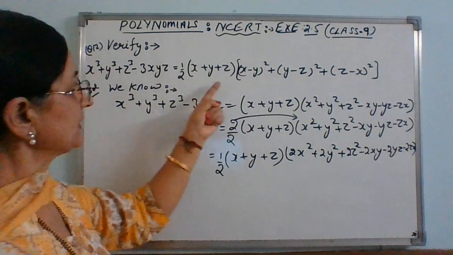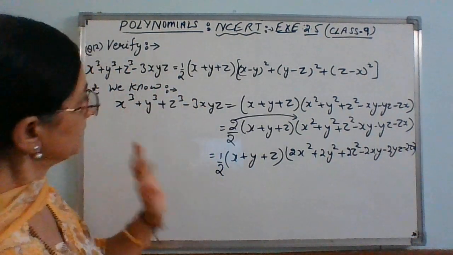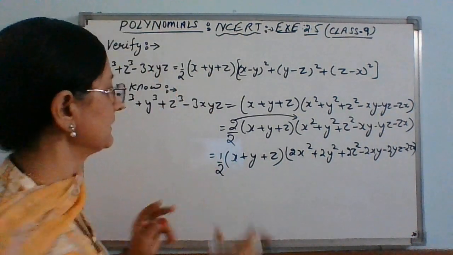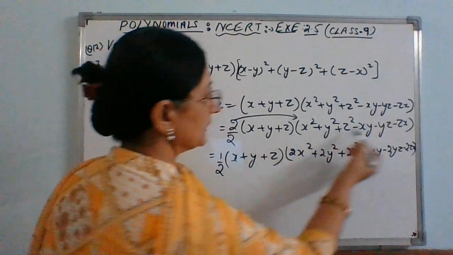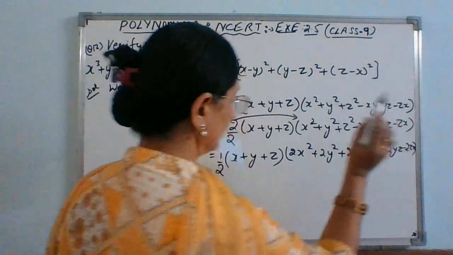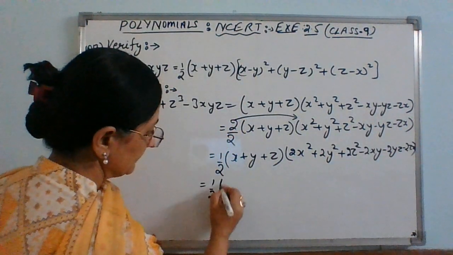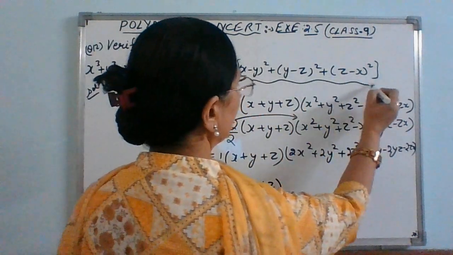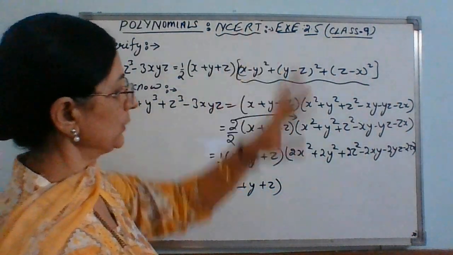Then we have to see what we have to prove. I need this half, I'm keeping it as it is. I need this bracket, I'm keeping it as it is. So I'm just multiplying this 2 here with every term: 2, 2, 2, 2, 2. Now this part is already required. I want this formula here, x minus y whole square.